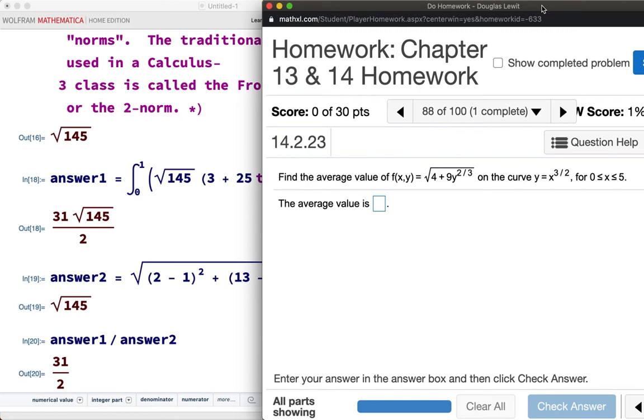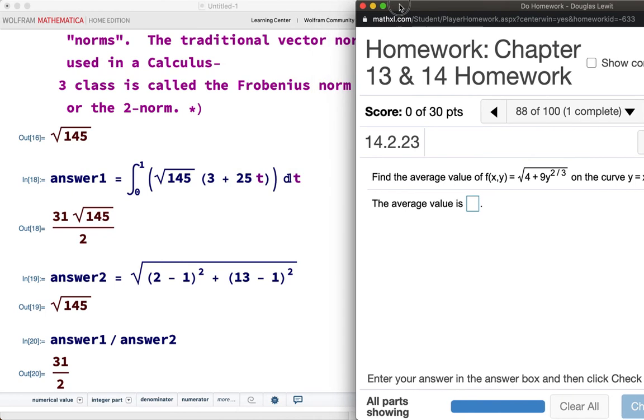Let's see. Find the average value of f of x and y equals the square root of 4 plus 9y to the power 2/3 on the curve y equals x to the power 3/2 on the interval where x falls between 0 and 5 inclusive. Okay, so let's get to it.